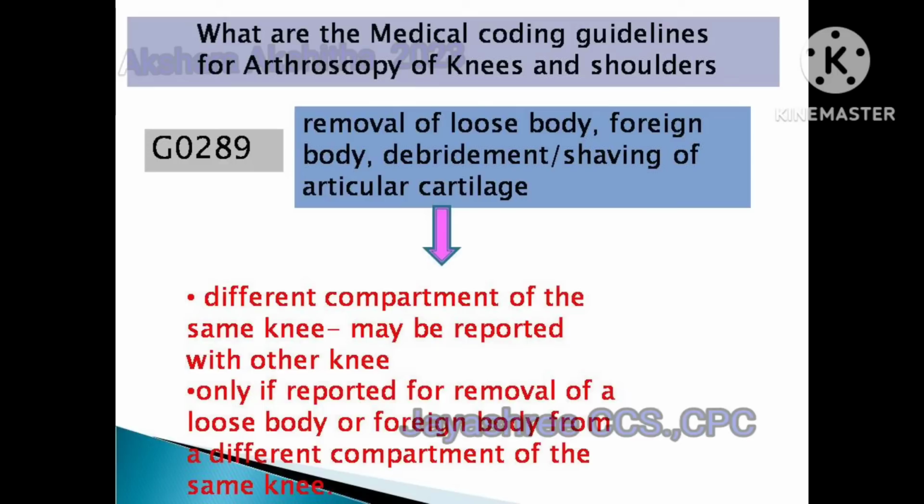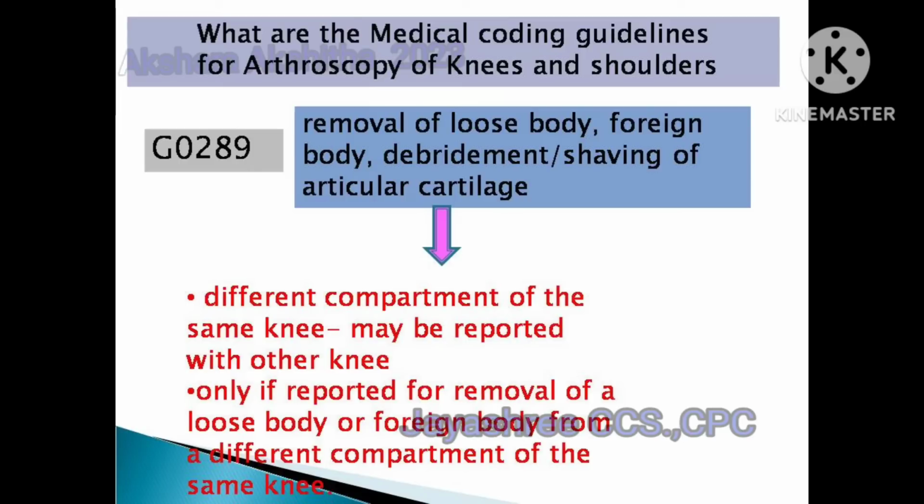but with two exceptions we can bill it. The HCPCS code G0289 describes removal of loose body, foreign body, debridement or shaving of articular cartilage at the time of other surgical knee arthroscopy, if it is performed in a different compartment of the same knee. Note it correctly: if the removal of loose body is performed in a different compartment, then we can bill both codes together.